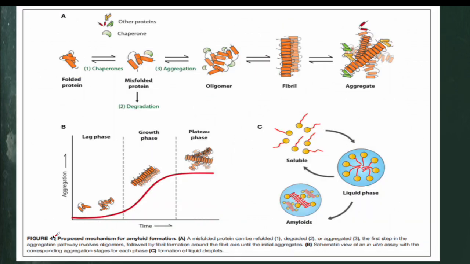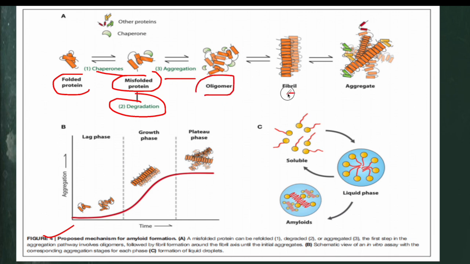Now this pic shows the mechanism of amyloid formation. First of all, the misfolded protein is converted into folded protein by chaperones. It is a two-way reaction done by the chaperones. The misfolded proteins can also undergo degradation, or they can go under aggregation. If they undergo aggregation, they form oligomers, then they can form fibrils, and then they can form aggregates.